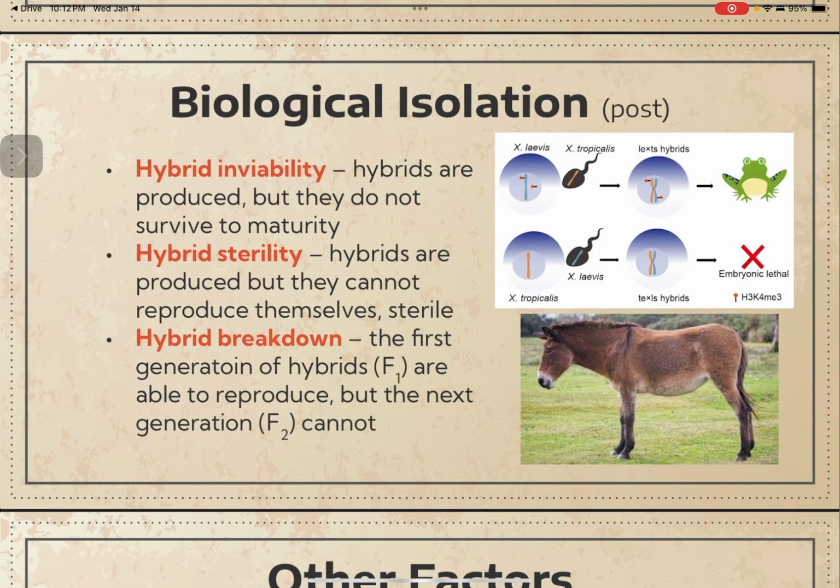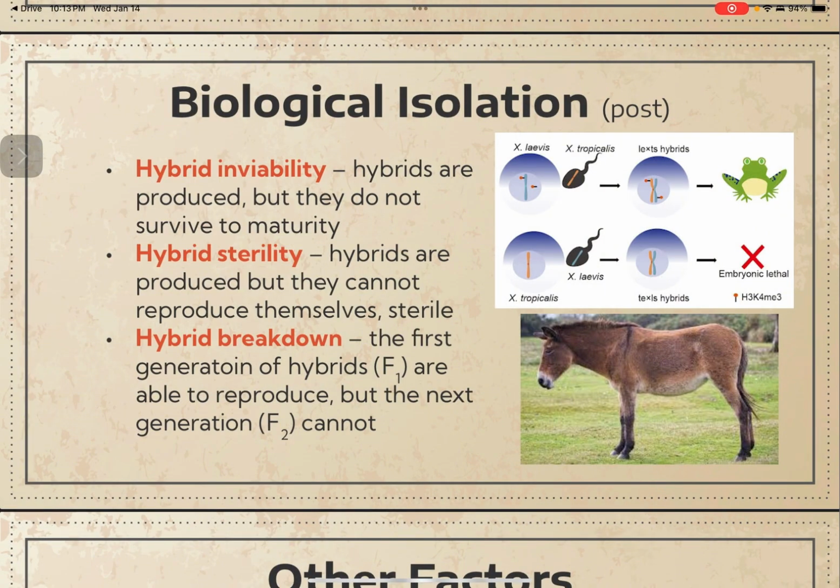Anyway, hybrid inviability. This is where hybrids are produced, but they're not able to survive to maturity to be able to reproduce on their own because there is some issue and they physically do not reach maturity. 2, hybrid sterility. I mentioned this one before. Hybrids are produced, but they cannot reproduce themselves because they're sterile. Hybrid breakdown. The first generation of hybrids, F1, are able to reproduce, but the next generation, F2, cannot reproduce.